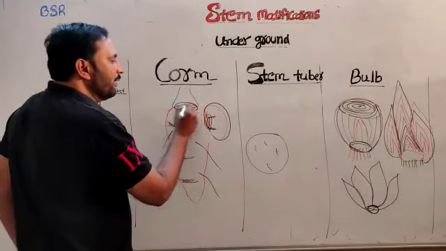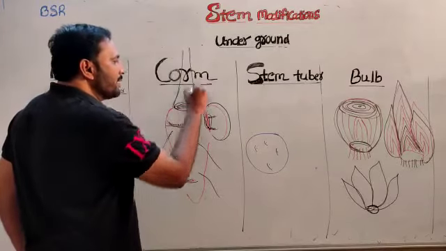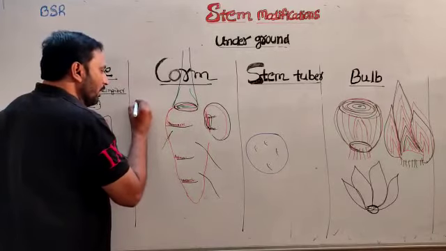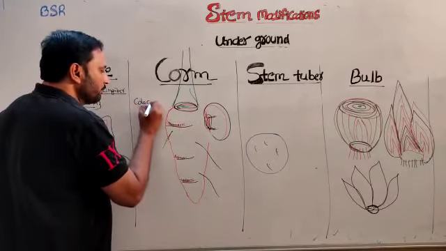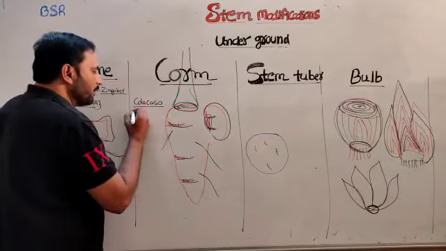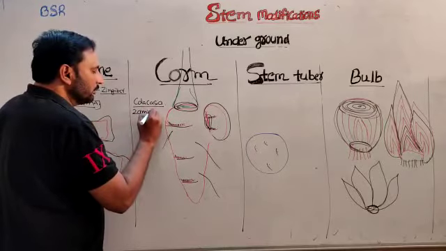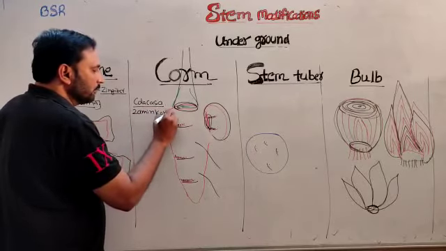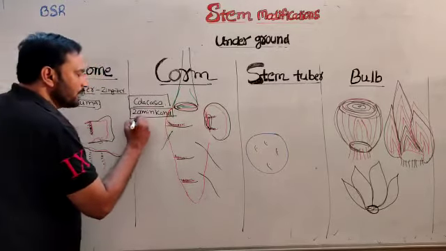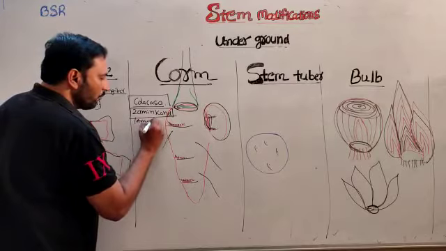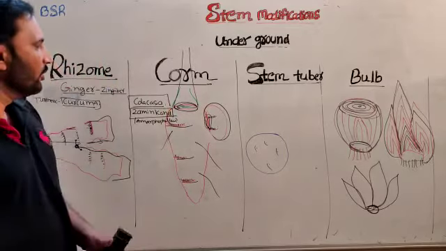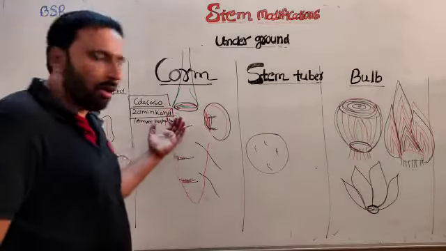This is the apical bud. The apical bud forms the aerial shoot. Corm examples: Colocasia, and another example, Jaminkand, which is Amorphophallus. So rhizome and corm are over.